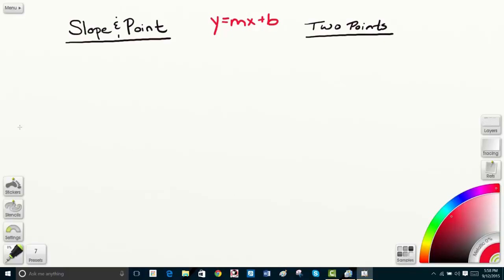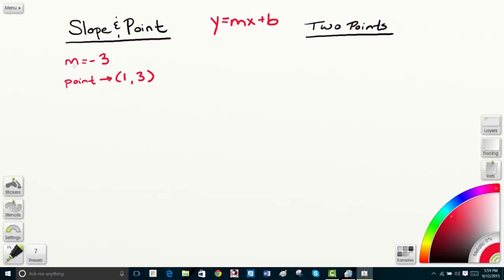So the first example we're going to talk about is what we call slope and point. And here's what I mean by that. Suppose you were told that there is a line, a mystery line, and you know that the slope is -3. And you know that there is a point on that line, which is the point (1, 3).